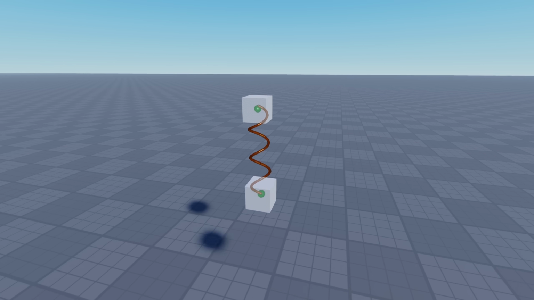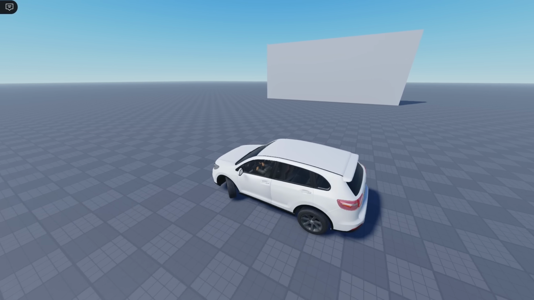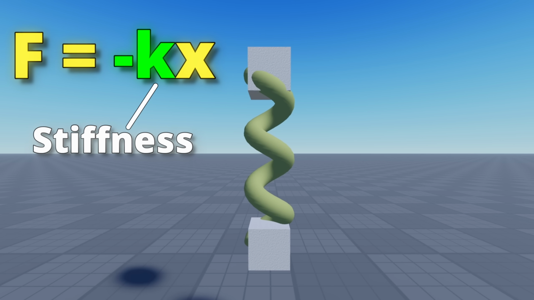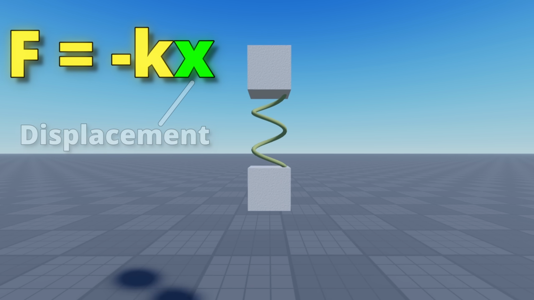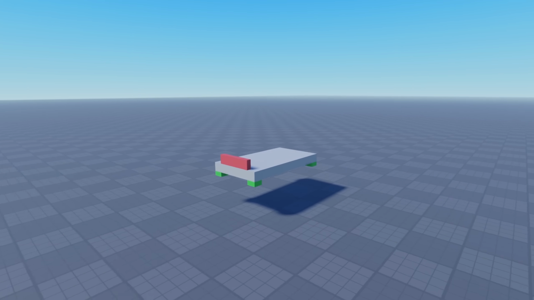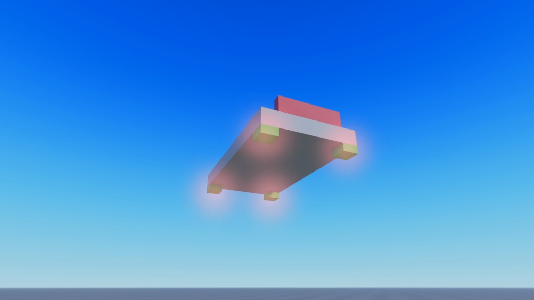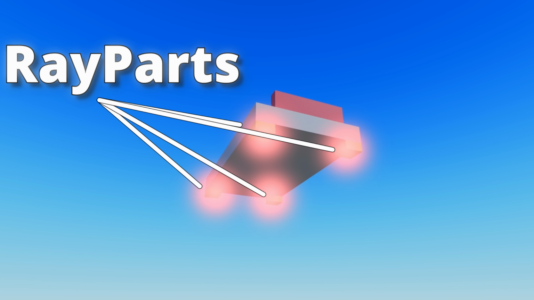Simulating springs is surprisingly very simple. All you need is this one equation called Hooke's law, F = kx, where k is the stiffness of the spring, x is the displacement of the spring, and you get a spring force. So to test this out, I created this very simple car, and put 4 parts in each corner where the springs will be, called ray parts.